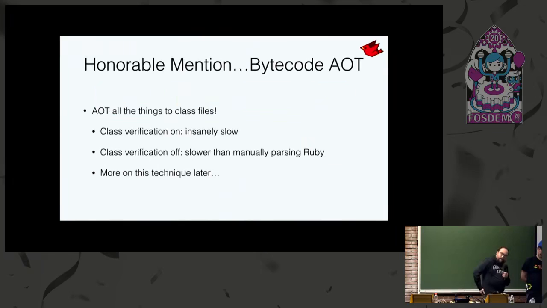Well, if you can compile everything to Java bytecode, why not compile everything? This experiment didn't really pan out too well. With the verification on it was like 10 times slower. It was really, really slow. If we disabled it, it still was slower than just parsing Ruby. Charlie's going to talk about that more later.